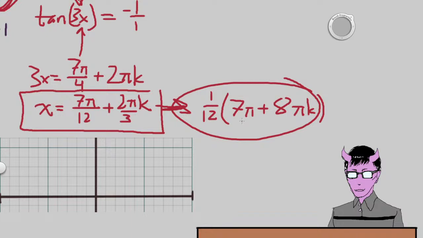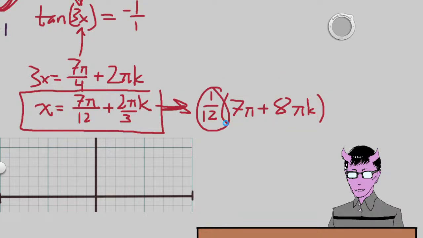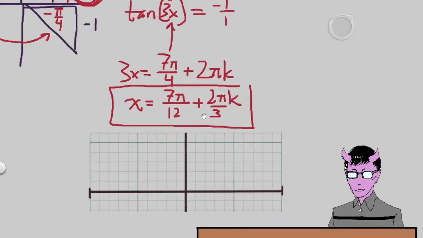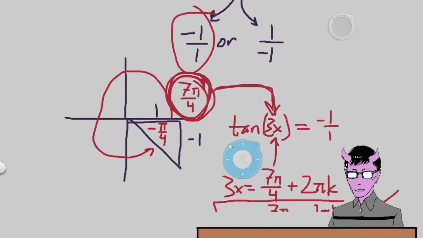It's a little extra though. If you like whole numbers in front of the pi's, you can do this. Factor out the 1/12. But honestly, is it worth it? No. I'll just leave it like this. Good enough. That takes care of the red scenario.